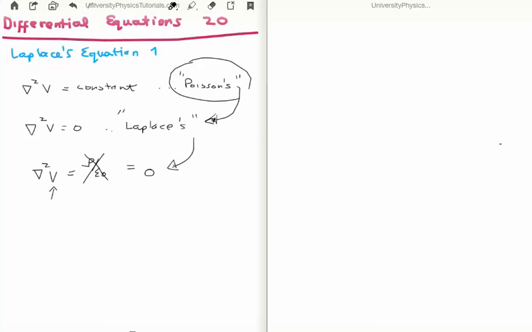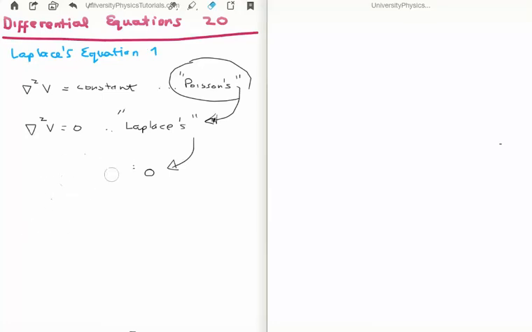So Laplace's equation can be used to solve for your electric potential. And just in case you're not convinced as to why this is important, well, your electric potential gives you your electric field, and your electric field is something that drives all of the electronics that are around us. Your electromagnetism is what does that. So that's what Laplace's equation looks like.